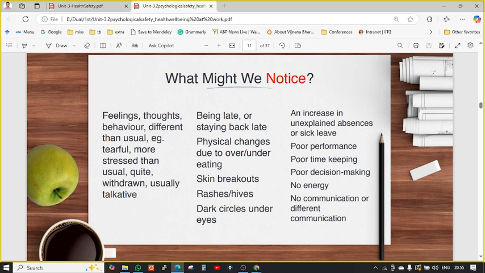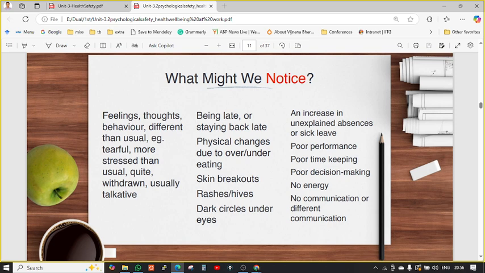For example, tearful. If someone is having tears in their eyes, water coming from the eyes, even when someone scolds you, or if someone is not giving permission for something, tears come to your eyes. So this is a sign that you are feeling mentally weak. Then more stress than usual. If you are feeling more stress, having lots of work to do, then obviously quite withdrawn, unusually talkative. These are the different signs, symbols.